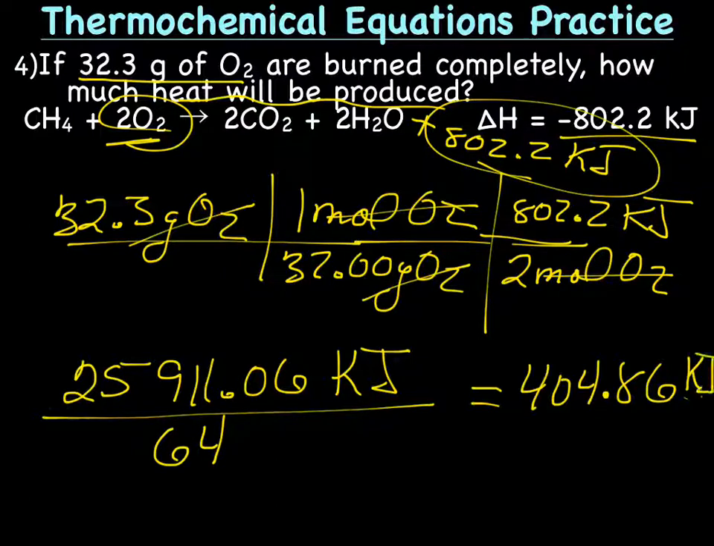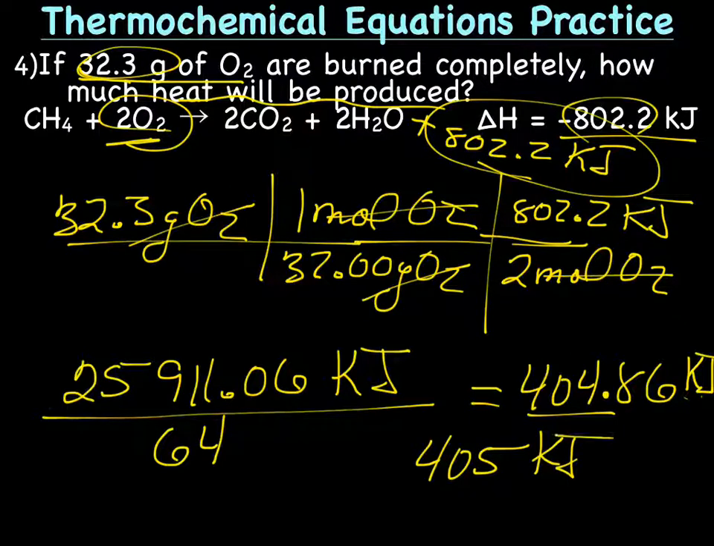Now if we go back and look at sig figs, we have 3 sig figs here and 4 here, so we're going to have 3 sig figs, so our final answer is going to be 405 kilojoules. So if you start with 32.3 grams of oxygen, you will be creating 405 kilojoules of energy.